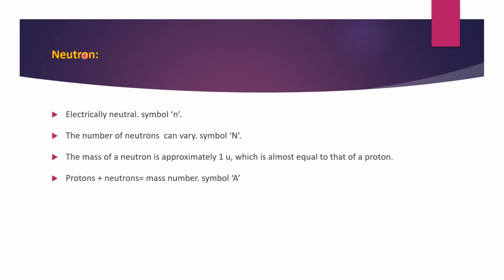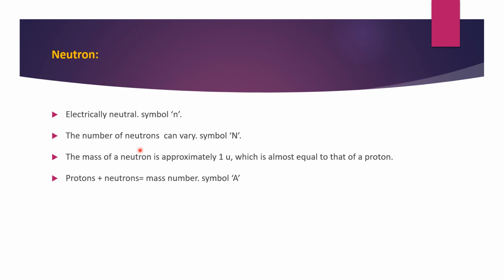Now we'll discuss the number of neutrons, okay, and the significance of this number. So the number of neutrons may vary, meaning it may be equal to the protons of that element or may not be equal. Okay? They can vary. The symbol is capital N. The symbol is capital N. How the concept of isotopes was invented from here, we'll see in the next video.